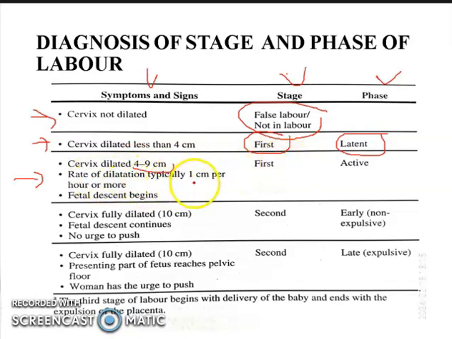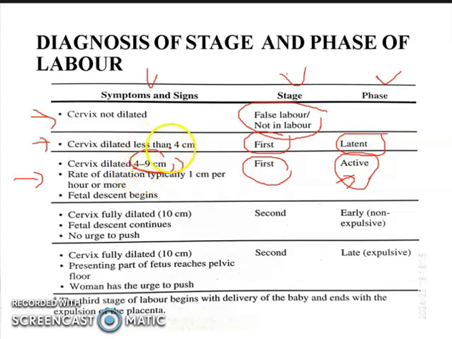The rate of dilation is typically 1 centimeter per hour or more, and fetal descent begins. So the fetus has begun to descend down the birth canal. The woman is still in first stage of labor, but in active phase. So I want you to know why this is active. The reason the woman is in active phase at this stage is because the dilation of the cervix is above 4 centimeters. It's 4 centimeters and above.